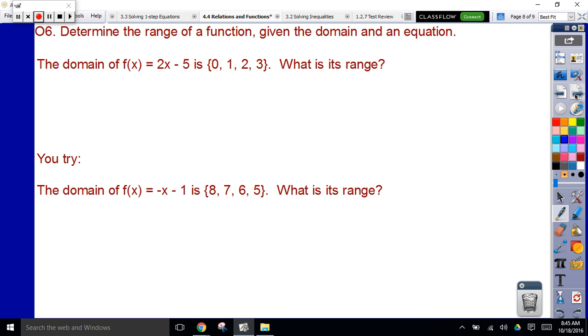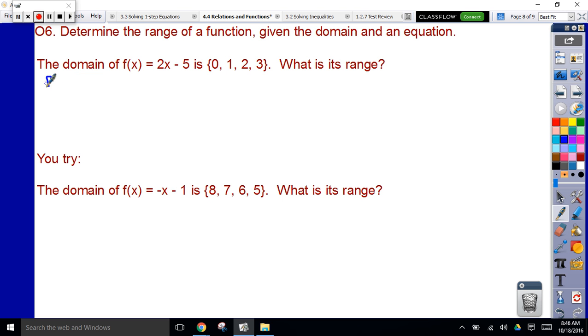So it tells us that the domain of f of x equals 2x minus 5 is 0, 1, 2, 3. What is its range? So remember, the domain is just all of the x values, so we need to find all of the possible y values. If we put in these 4 x values, what will we get out as y values? That's all we're doing. So we have to find f of 0, f of 1, f of 2, and f of 3. And some of you can do this in your head just by substituting. I'm going to write it all out for right now.